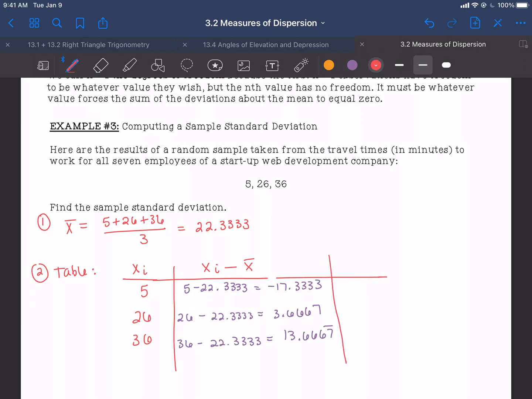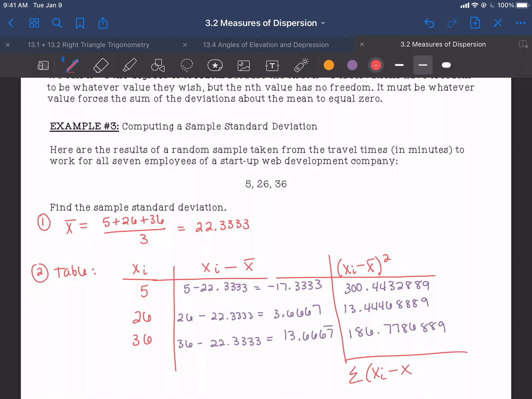So now we need to square those. We're going to take what we just got and square it. So if we do that, we have 300.4432889. If we take 3.6 repeating squared, we get 13.4446. And last, squaring 13.6 repeating gives 186.77868889. I'm just waiting to round until the end to get my most accurate answer here. So next we would find the sum of that column. If we add all those together, that's 500.6 repeating.